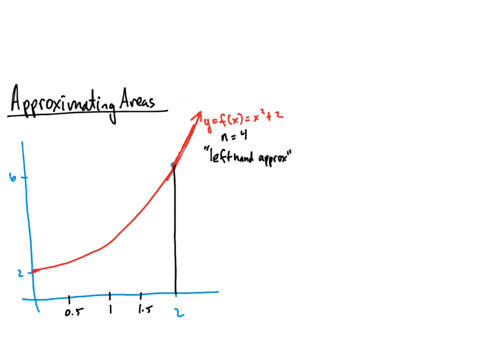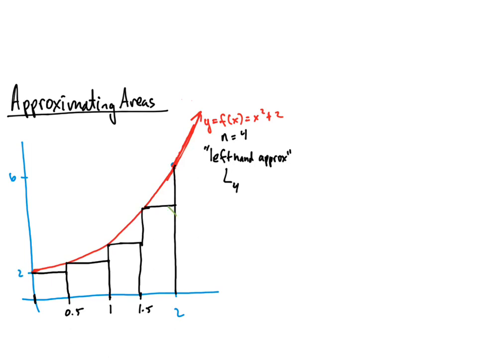Okay, shorthand for this is going to be L sub 4. So that just means left hand approximation. We have 4 subintervals. So now the left portion of each of these intervals is where we're going to take the height of the rectangle. So here is our first rectangle. Here's our second rectangle. Here's our third rectangle. And here's our fourth rectangle.